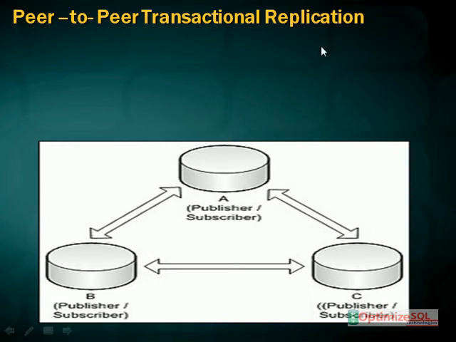Suppose changes are made in server A, for example; these changes are submitted to both B and C. Changes made in server B are updated in A and C, both other servers. This type of topology is called peer-to-peer topology. Suppose tomorrow even one server is down.